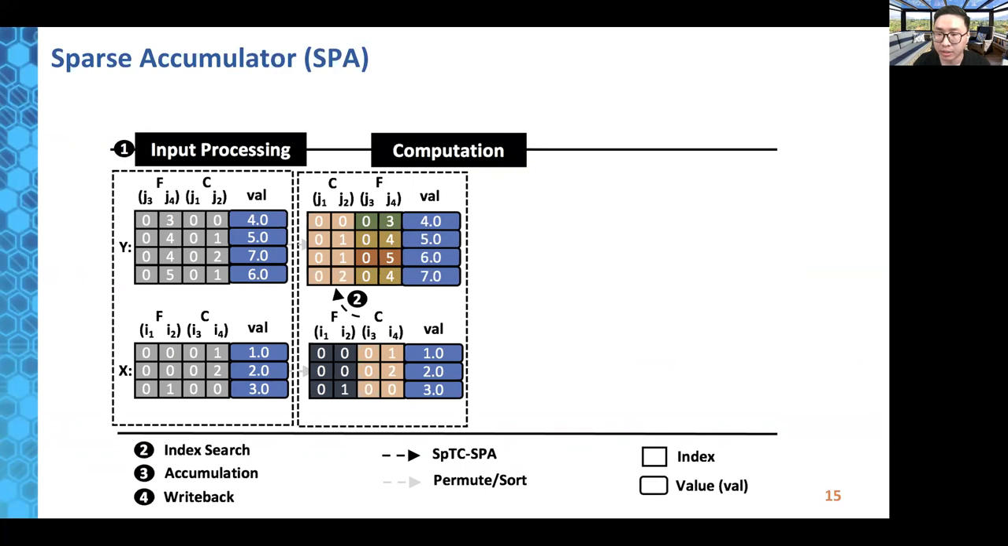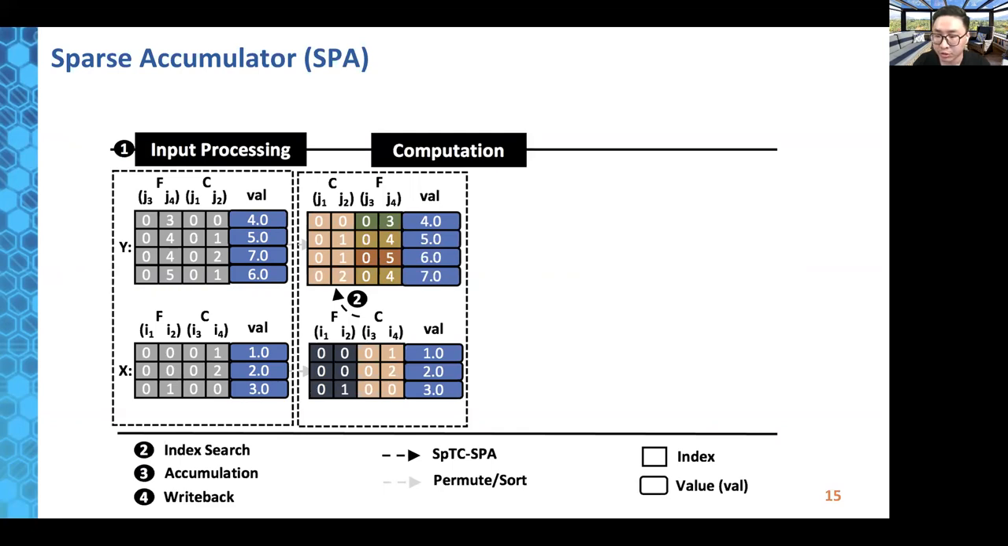The first stage is input processing, in which the inputs X and Y are permuted or sorted. The purpose of the input processing stage is to address the challenges of irregular memory access. The design performs permutation and sorting on input tensors before the computation. So the design significantly improves temporal locality of non-zeros in the first input tensor and the spatial locality of the non-zeros in the second input tensor.